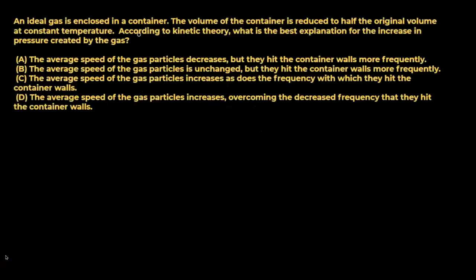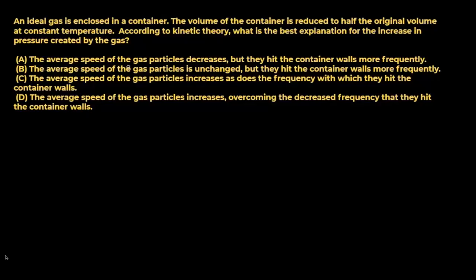An ideal gas is enclosed in a container. The volume of the container is reduced to half the original volume at constant temperature. According to kinetic theory, what is the best explanation for the increase in pressure created by the gas? Okay, so because the temperature is constant, that means that the average speed is going to be constant as well. So let's take a look at our options.